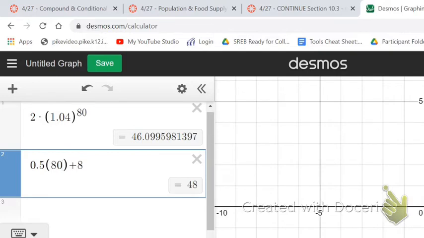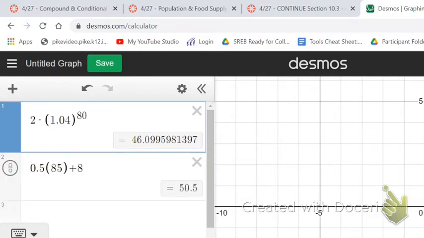Wait. What about 85 years? No. At 85 years, they don't have enough food. How many people are starving? 6 million. 6 million people are starving. Okay, so 85 years is too much.